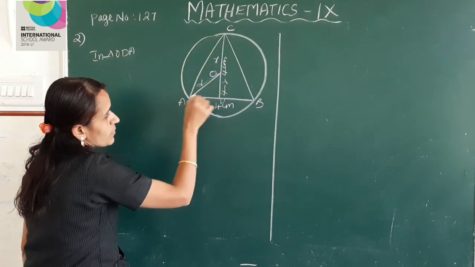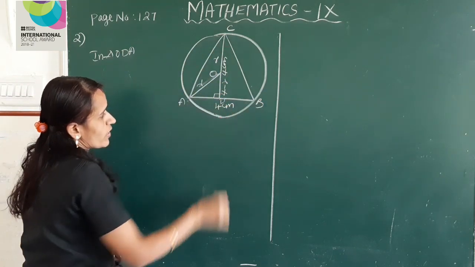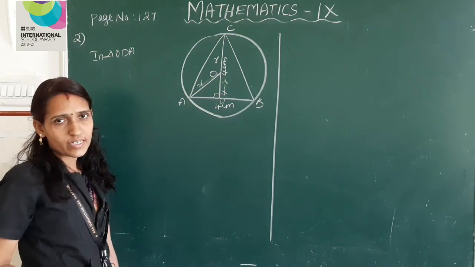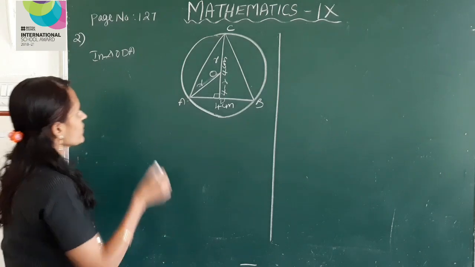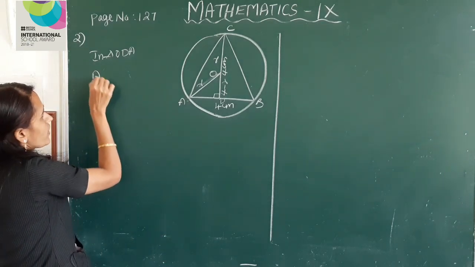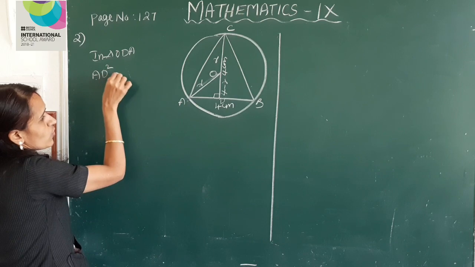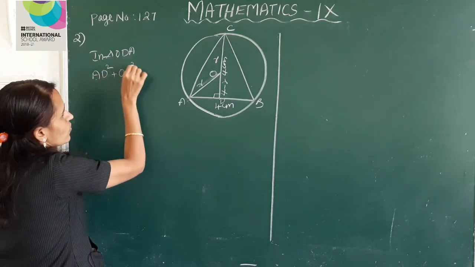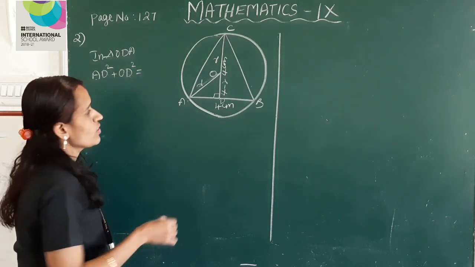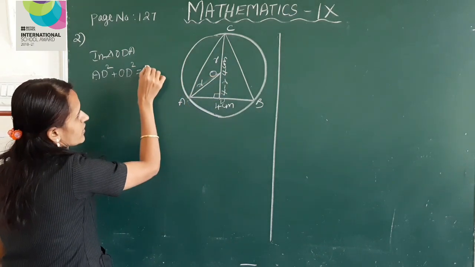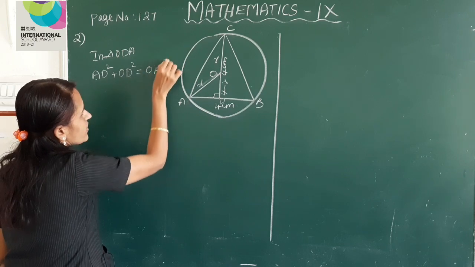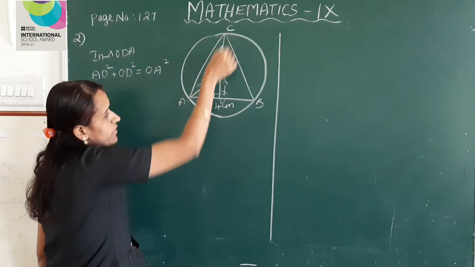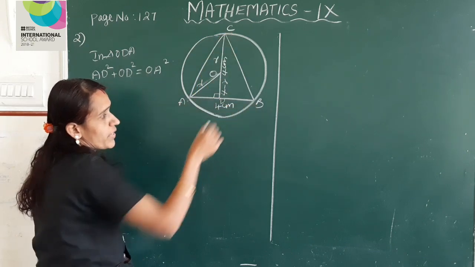CD is perpendicular to AB. So, angle D is 90 degree. ODA is a right triangle, using Pythagoras theorem, base square plus, that is AD square plus altitude square, that is OD square, is equal to hypotenuse square, that is OA square. AB is 4 centimeter. CD is perpendicular to AB.